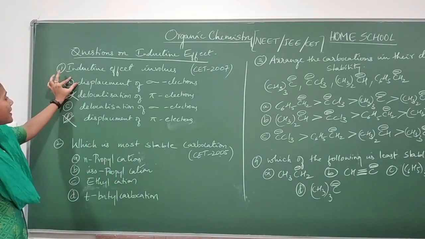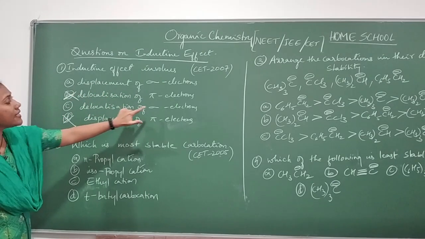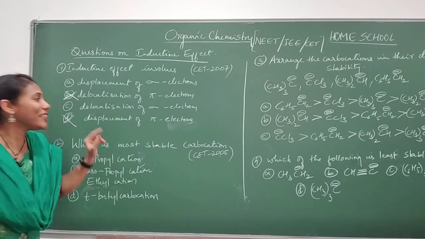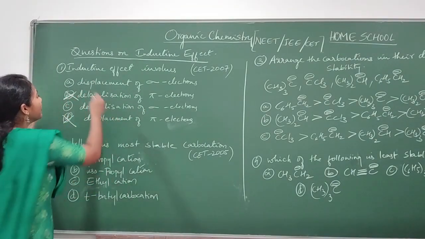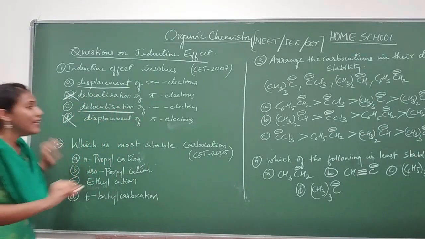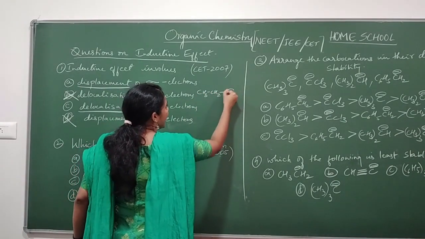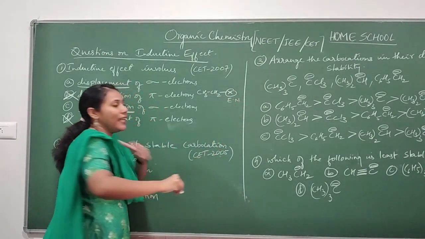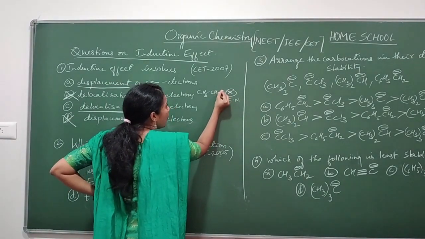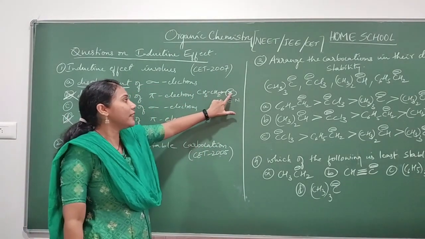What is option A telling you? Displacement of sigma electrons, and C, delocalization of sigma electrons. So which of them is correct here? For that you must know what you mean by displacement and what you mean by delocalization. Say for example you have a compound CH3CH2X, where X is an electronegative element. So what is our inductive effect? The sigma electrons will slightly move towards X. Yes or no? Because this is more electronegative.